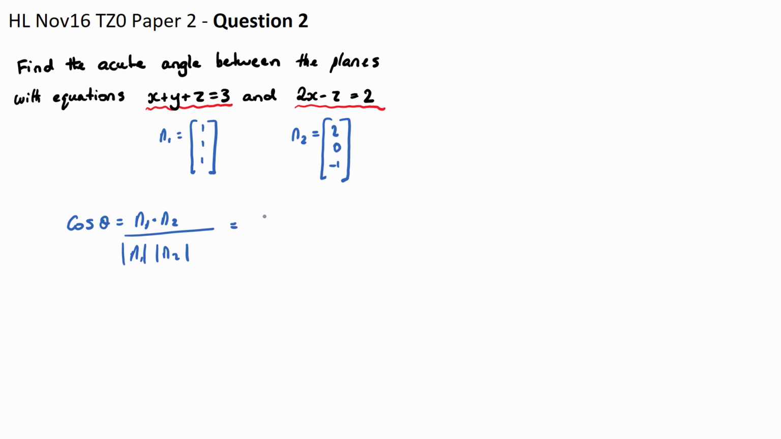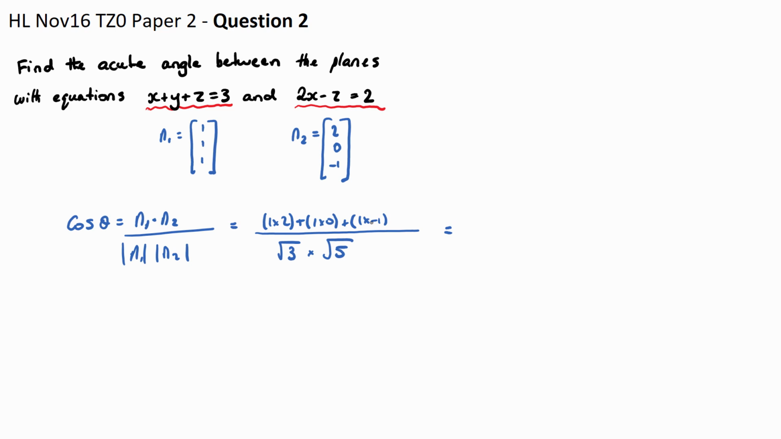Okay, so it'll be the dot product, which is 1 times 2 plus 1 times 0 plus 1 times negative 1. And the magnitude of n1 will be root 3. And the magnitude of n2 will be the square root of 2 squared, 0 squared, and negative 1 squared. So 4, 0, and 1 will be root 5.